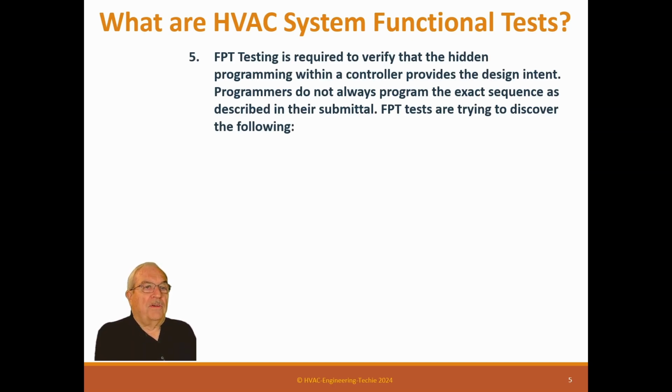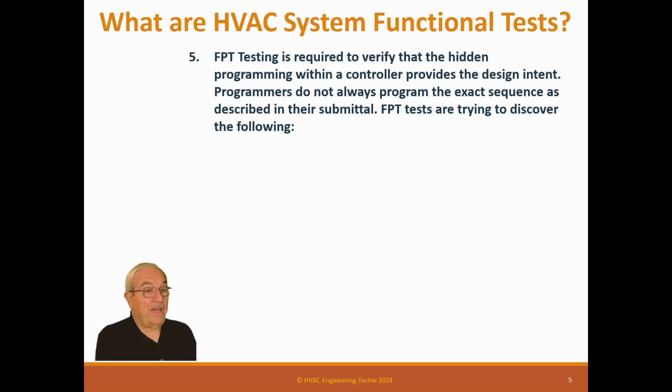FPT testing is required to verify that hidden programming within a controller provides the design intent. Programmers do not always program the exact sequence as described in their own submittal. The way this is supposed to work is the designer puts the sequence on the drawings or in the specs that he wants to happen. And then the control contractor is supposed to take that sequence and modify it to what his system requires to make that happen. So not all systems have to program exactly alike. So he should add to that sequence anything that he has to do, like exit parameters. What is the parameter for them to exit the system? Which is never in the engineer's sequence. And then that's what they put on their submittal.